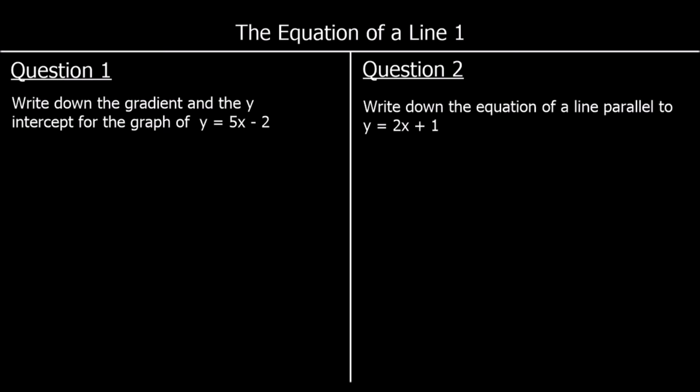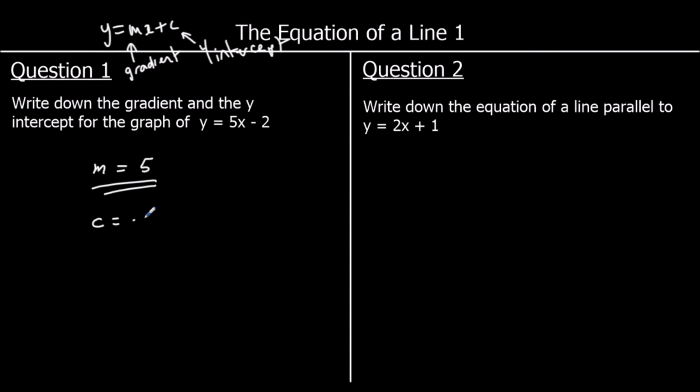The equation of a line. The equation of a line is in the form y equals mx plus c, where m is the gradient and c is the y-intercept. So for this first question, question 1, we've got y equals 5x minus 2. The gradient, the m, is what goes with the x. So the gradient is 5. And the y-intercept is negative 2. So for every one it goes across, it goes up 5. And it crosses the y-axis at negative 2.